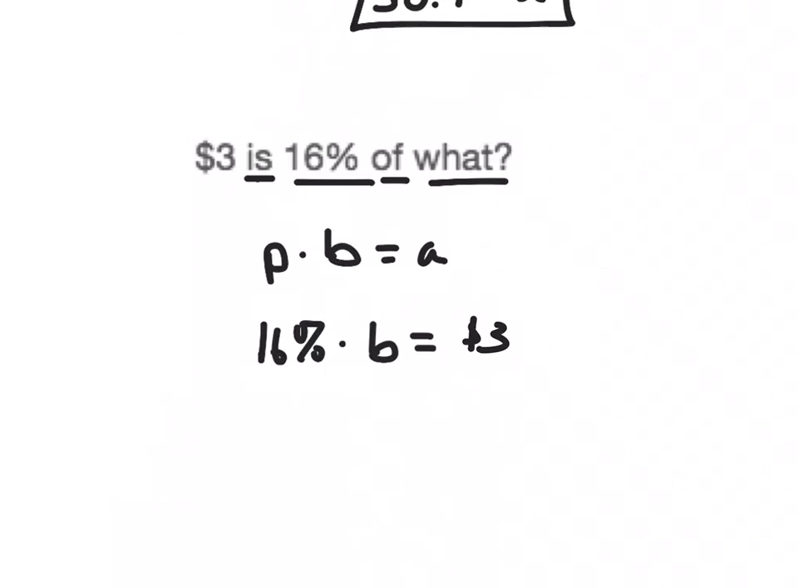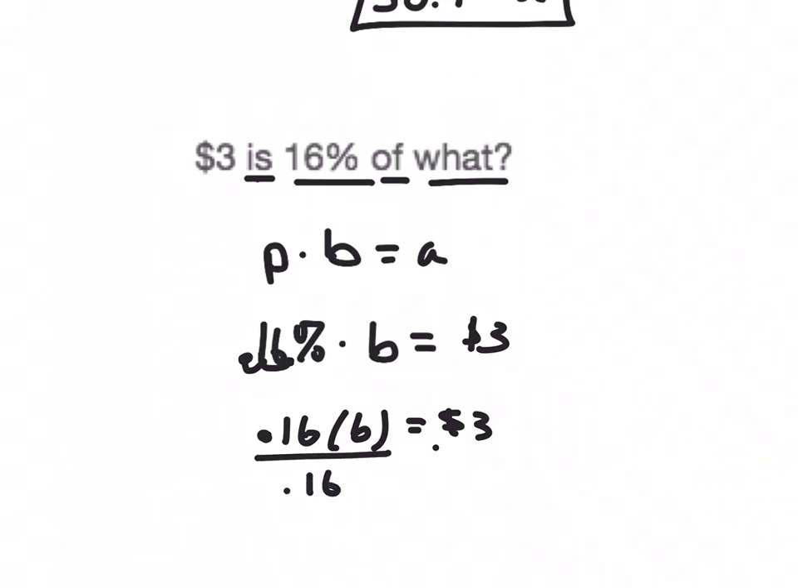So again, same thing. I'm going to turn my percent into a decimal, so I get 0.16 times B is equal to $3. Then I'm going to divide both sides to solve for B, divide both sides by 0.16. These divide out, and then B is going to equal $3 divided by 0.16. So I'm going to do 3 divided by 0.16.